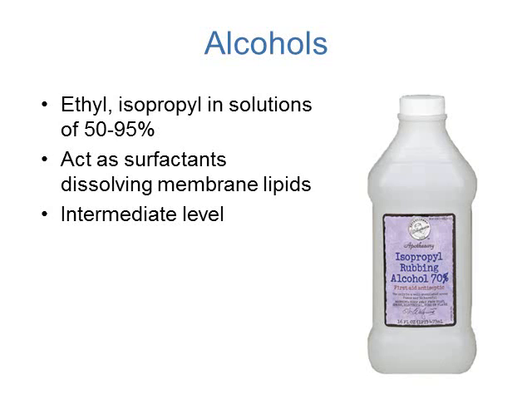Alcohols: ethyl alcohol, isopropyl alcohol, so rubbing alcohol. These act as surfactants, so they dissolve the cell membrane, which leads to cell death, and they work at the intermediate level.